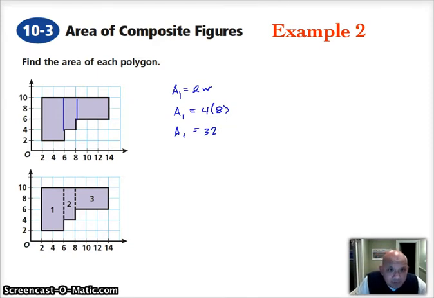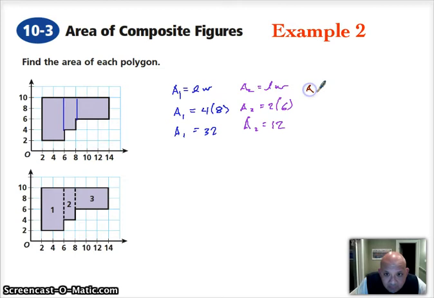Next, I'm going to choose number 2, and number 2 is from 6 to 8, which is 2 units by 2, 4, 6. So 2 by 6 units. So area number 2 equals length times width. Area of number 2 equals 2 times 6 units. The area of number 2 equals 12. Okay, 12 total. Now, number 3. Number 3 is, well, this is 2, 4, 6 by 2, 4. It's a 6 by 4.